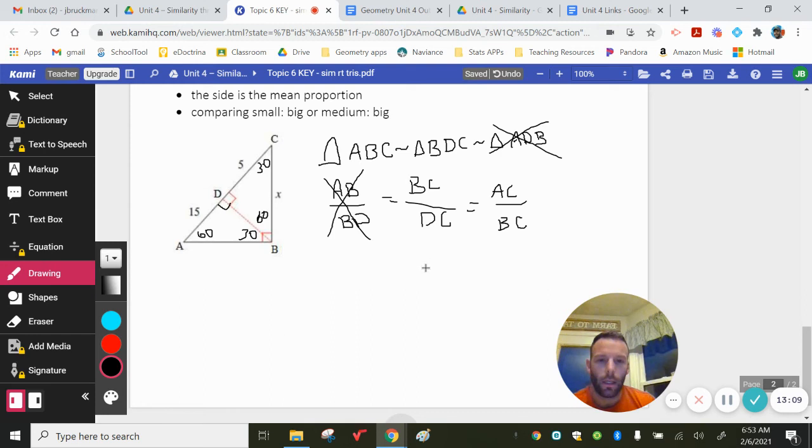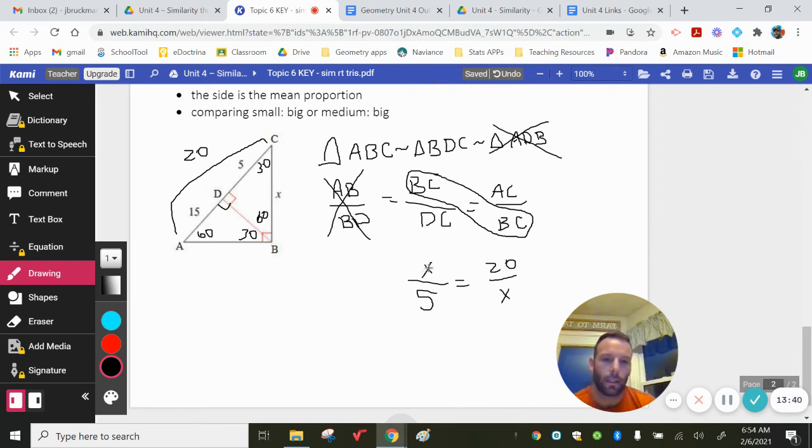What's the length from B to C? It's x. What's the length from D to C? D to C is 5. What's the length from A to C? A to C is this whole length. In this case, it'd be 20, because 5 plus 15 is 20. And last, what's the length from B to C? Again, it's x. See, in this case, BC, that side, is the mean proportional. That side is the side that's the same on both the top of one ratio and the bottom of the other ratio. And now I'll just solve for x.